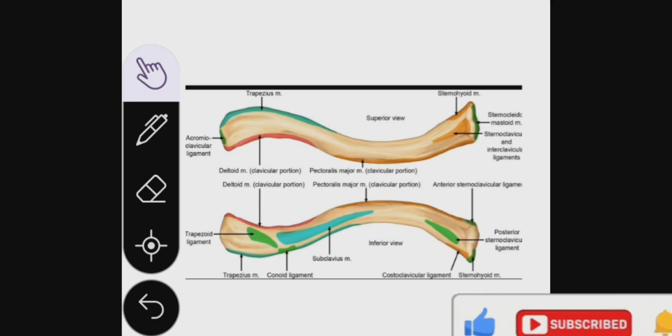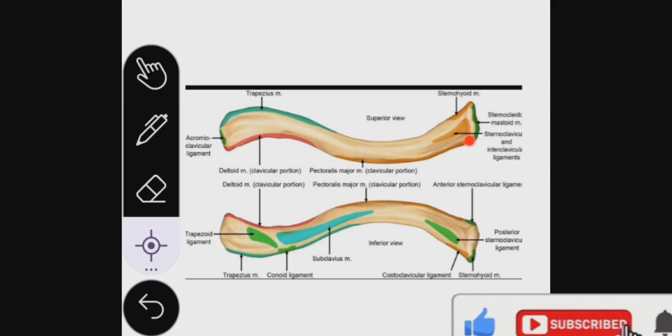An important thing you should know about the clavicle is that it's the first bone to ossify in the body, and usually one of the last to be fully formed. You have the medial side, which is large and quadrangular. You can see the medial side here, where it articulates with the sternum to form the sternoclavicular joint.